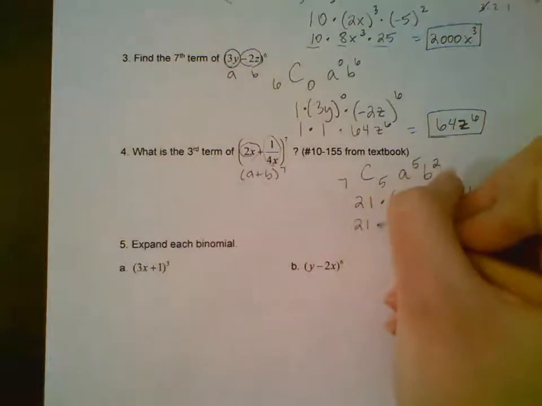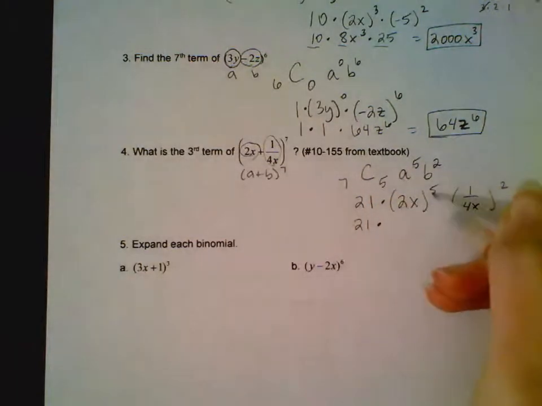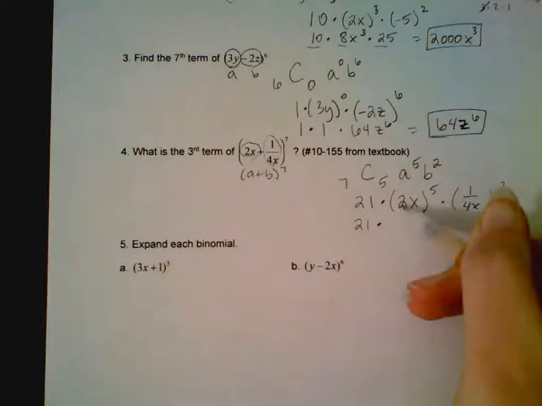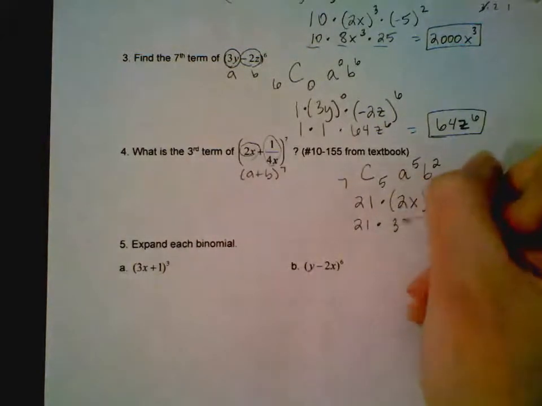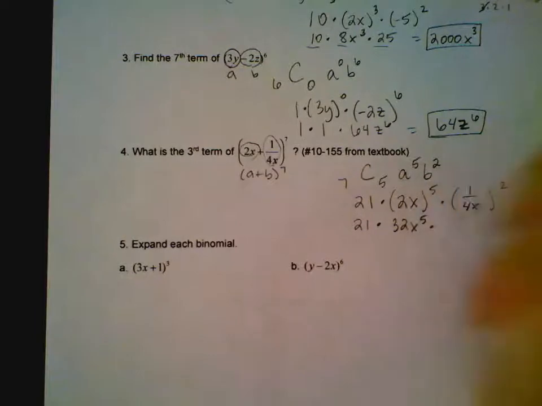Copy down the 21. And then I have 2 to the 5th, but also x to the 5th. So 2 to the 5th is 32. Now I need to do the other one. So I have 1/4 squared and also the x squared. So 1 squared on the top would give us a 1. 4 squared on the bottom is 16, and then x squared on the bottom is x squared.